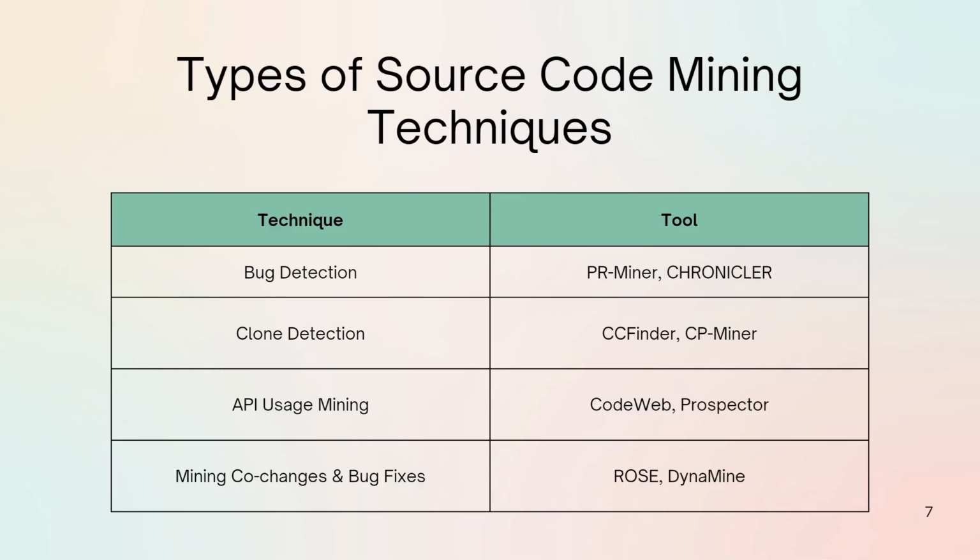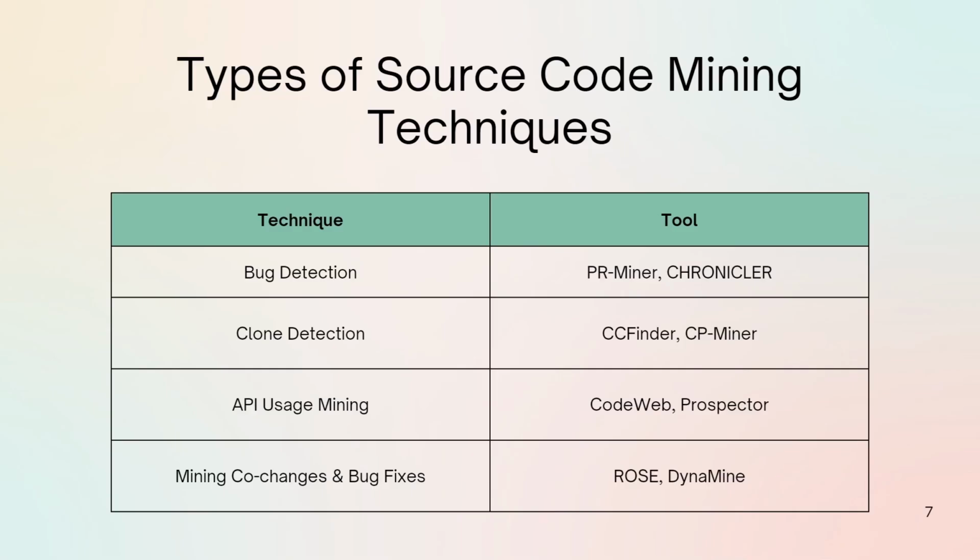Finally, code change mining tools like Rose and Dynamine analyze historical commits to predict which files are likely to change together. Understanding these techniques helps developers choose the right tool for the right task. It's like having a Swiss Army knife for your code base. Each tool has a specific purpose.